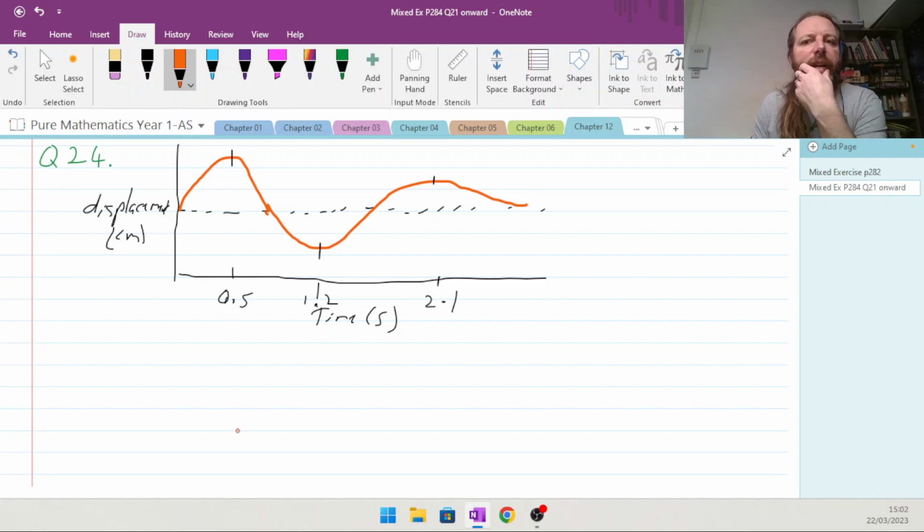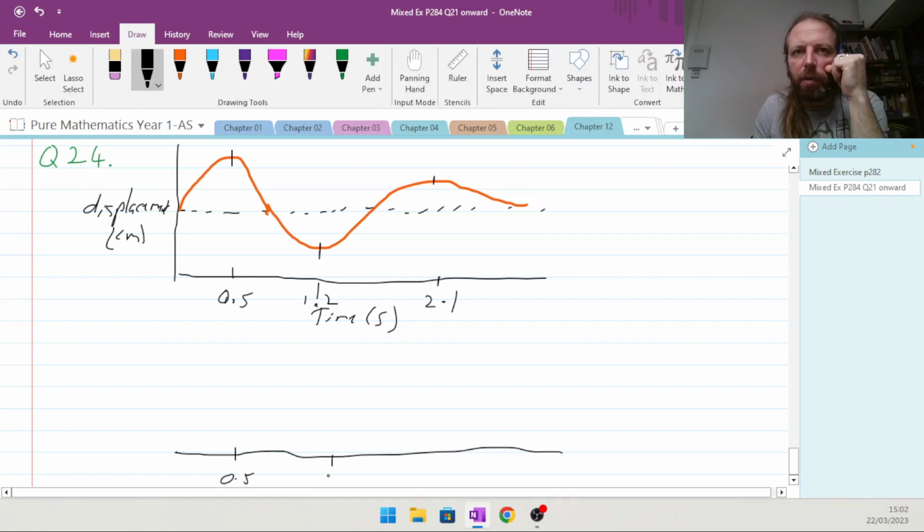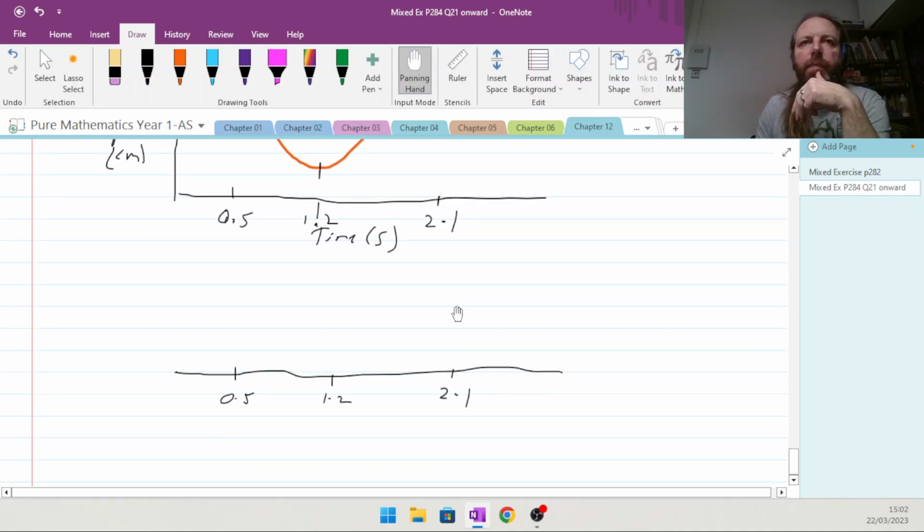So what do we know about that gradient function? As the gradient comes across, it's going to be working on time, just like we have been doing here. Okay, so we will take these down, and we'll have 0.5, we will have 1.2, and we will have 2.1. Okay, and they are going to be the time values. So that is still time.